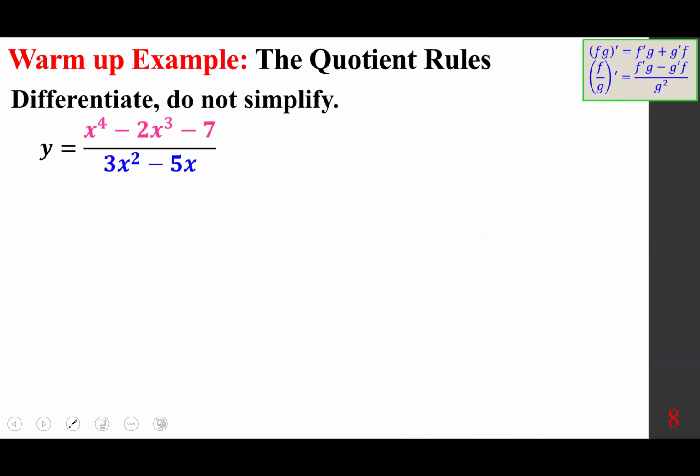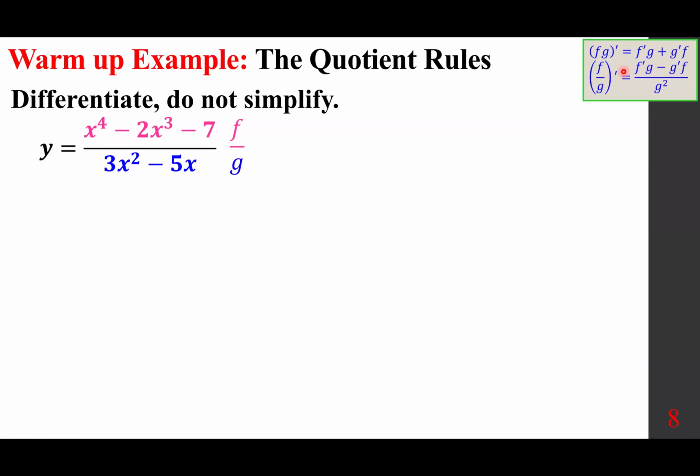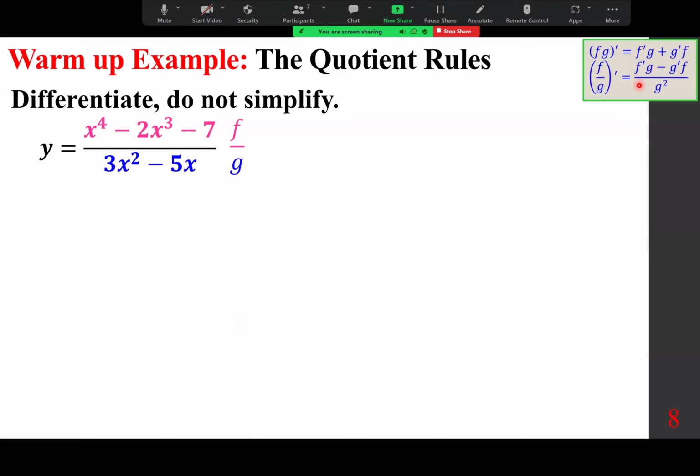Here's a warm-up example for the quotient rule. I'm going to call the top function the f function, the bottom one is the g function. And this is the formula. I'm going to write the formula because sometimes I've seen students using d dx of this times d dx of that, and that's fine, but it takes a long time and sometimes it's hard to follow. Write this formula, which is a shorthand notation.